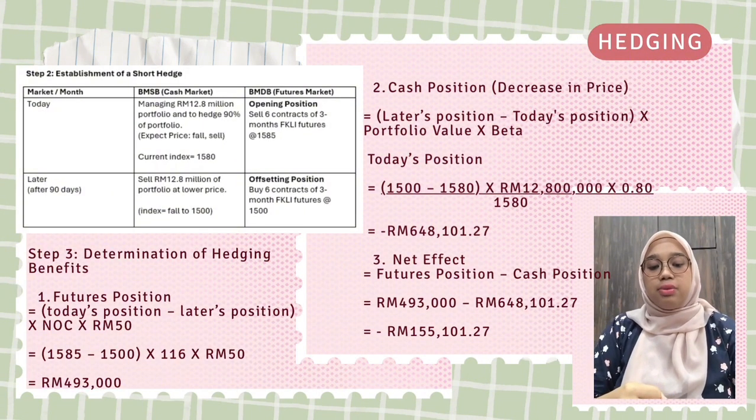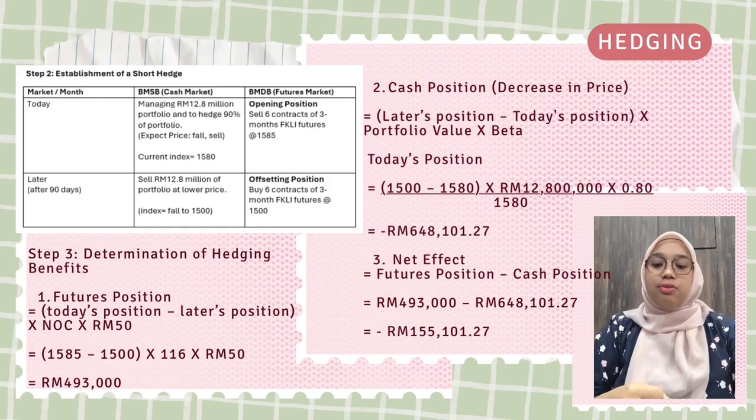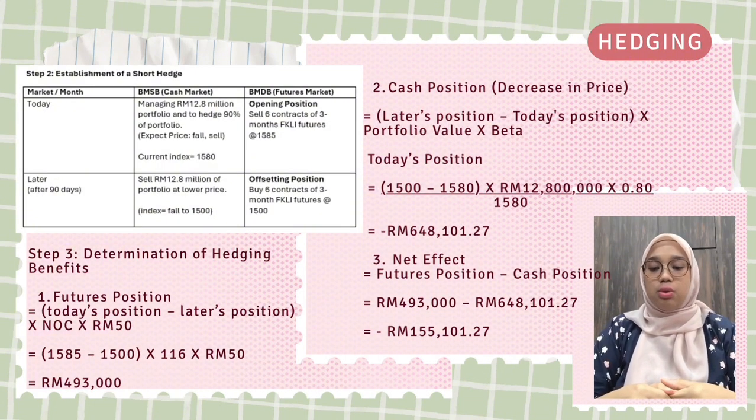Now, what happened after 90 days? Let's fast forward 90 days. The market drops exactly like we feared. The stock index falls to 1500 and the futures price drops to 1500 as well. So let's look at the math for both sides.